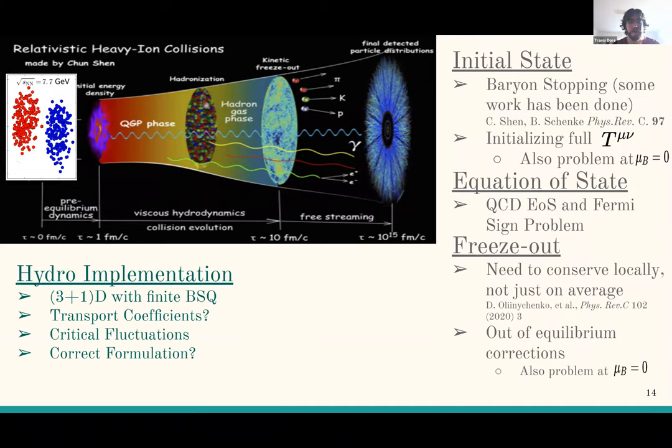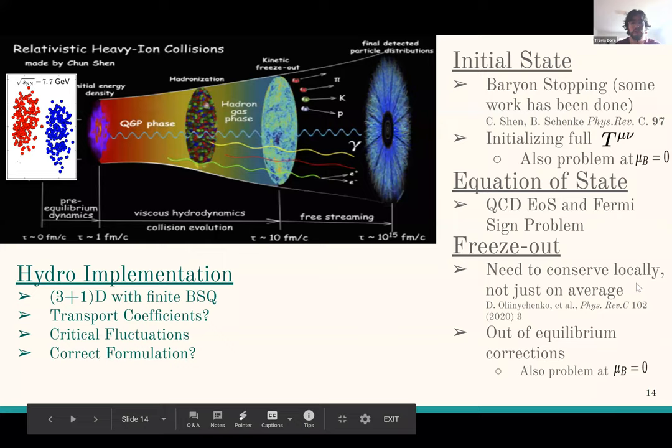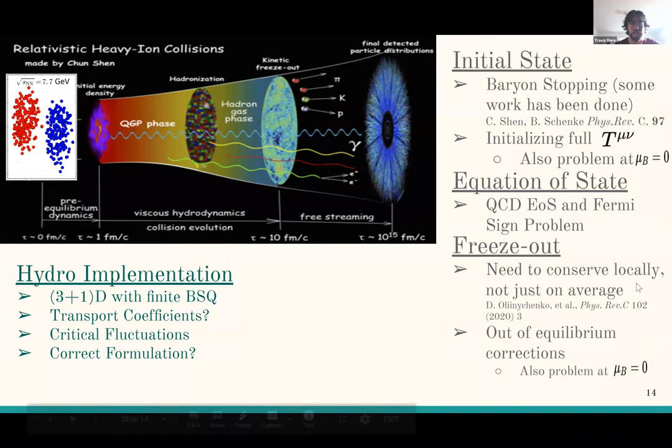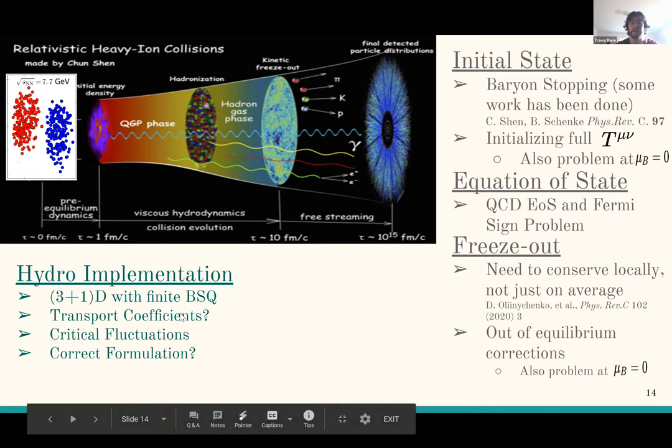And of course, there's a hydrodynamic implementation. So now that the system is not highly energetic, it no longer has a boost invariance. So now we really need to do 3+1 dimensional hydrodynamics with finite conserved charges. And these equations need to be derived and implemented if it's going to be a fully dynamic framework. Transport coefficients need to be calculated in this regime.